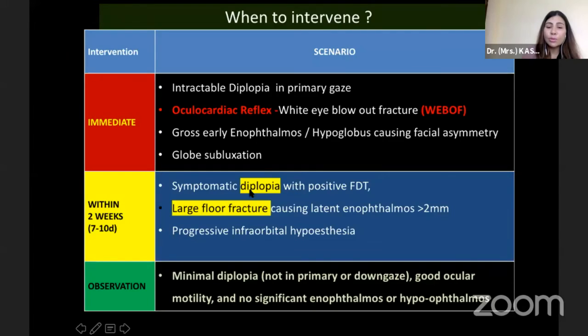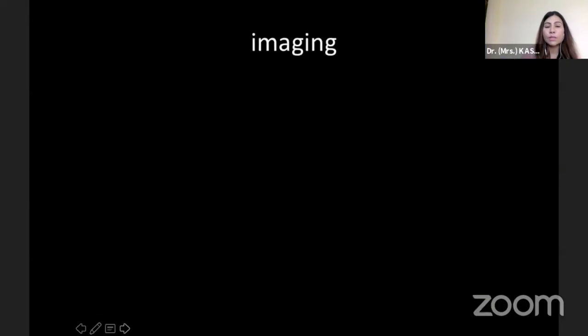However, if there is symptomatic diplopia and the fracture enophthalmos being more than 2, and if there's no oculocardiac reflex or not a very grossly deformed situation, then we can wait for approximately 7 to 10 days. However, where there's minimal diplopia with good motility, with no significant enophthalmos, we can just observe.